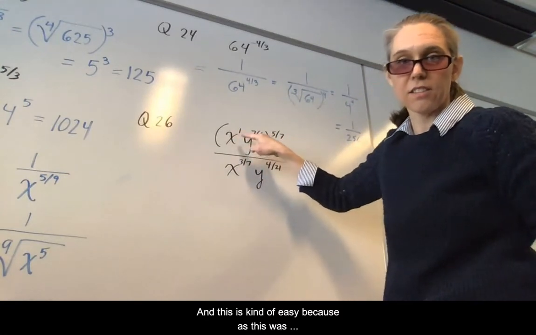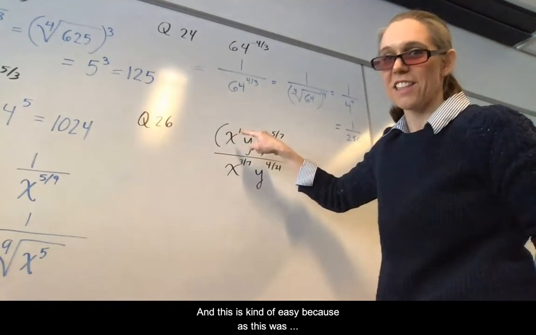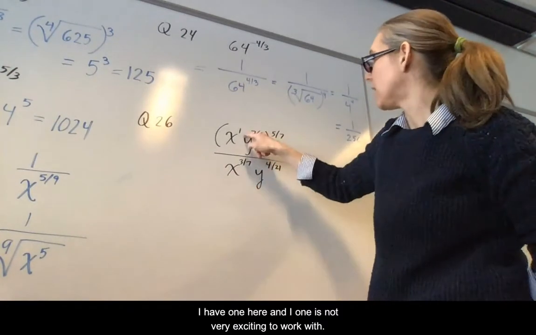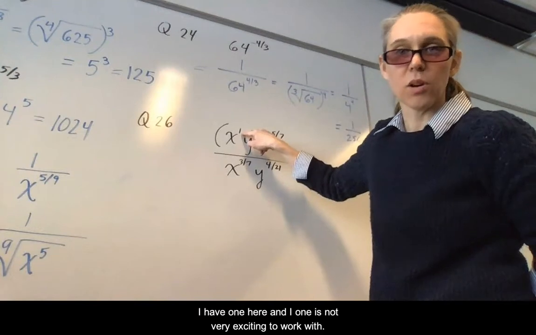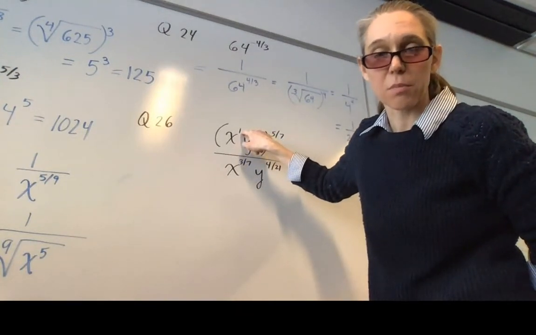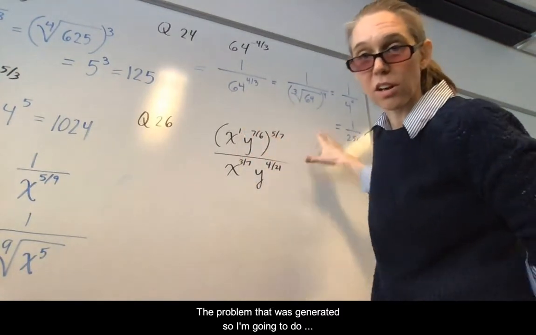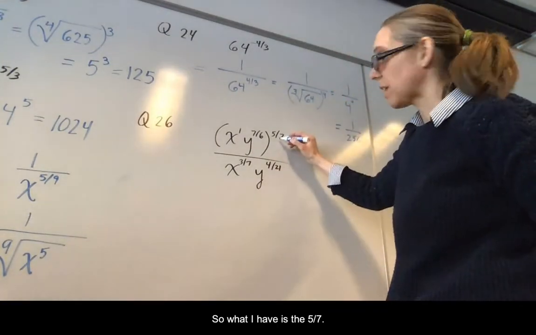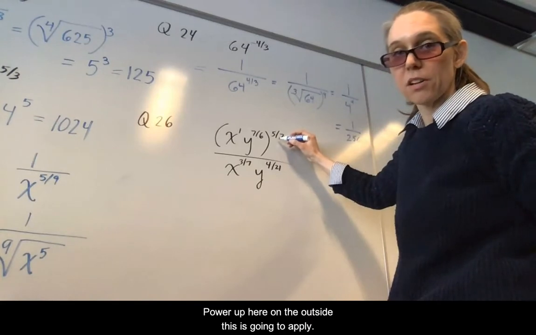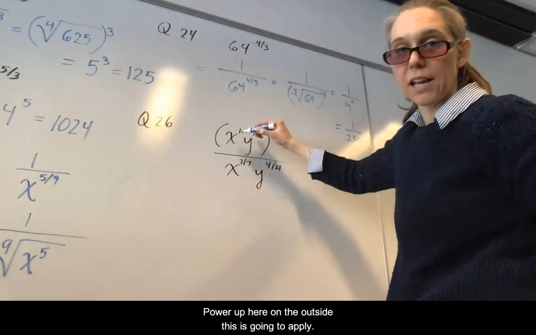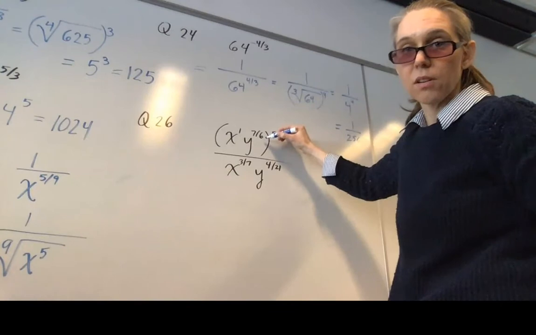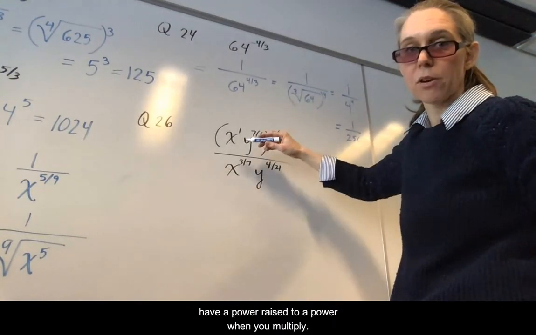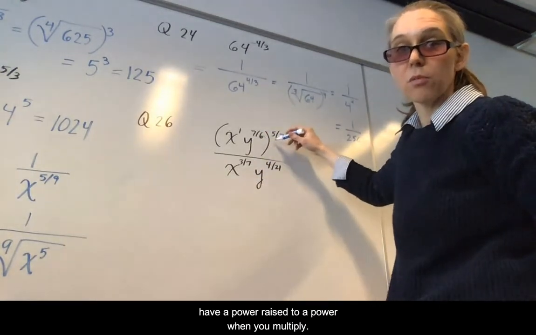And this is kind of easy because as this was generated in this particular problem, I have a 1 here. And a 1 is not very exciting to work with, but this is the problem that was generated, so I'm going to do this version of the problem. So what I have is the 5/7 power up here on the outside. This is going to apply to both exponents. Remember that the power rule says that if you have a power raised to a power, then you multiply.